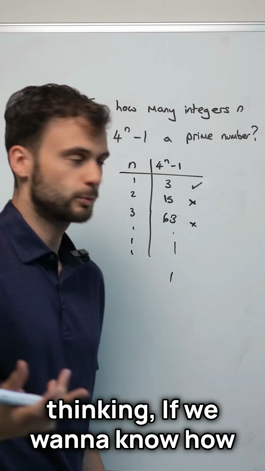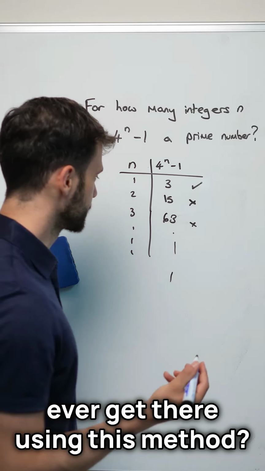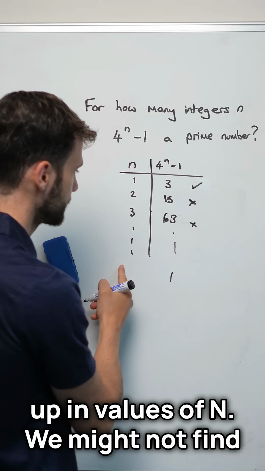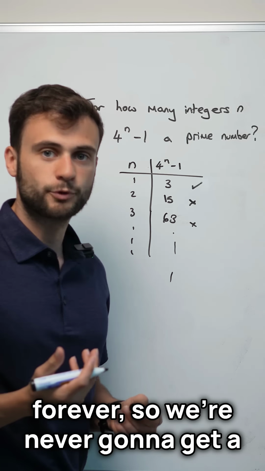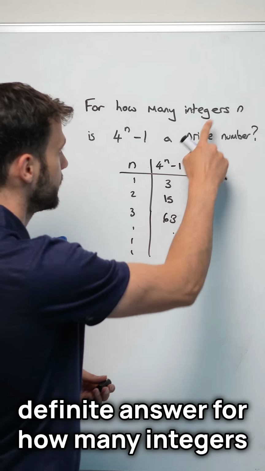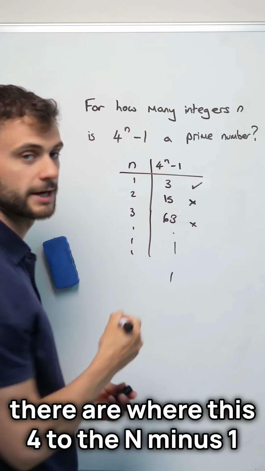And now we're going to start thinking, if we want to know how many there are, are we actually ever going to get there using this method? Because we're going to keep going up in values of n. We might not find any more, we might find some more, but we're not going to be able to go on forever. So we're never going to get a definite answer for how many integers there are where this 4 to the n minus 1 is a prime number.